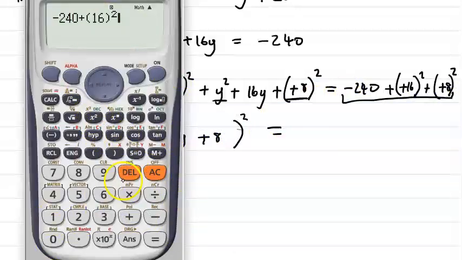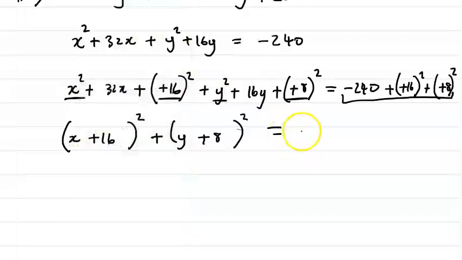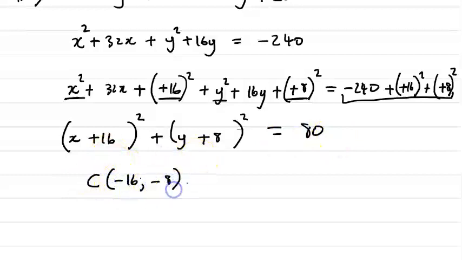It is going to be positive, we have minus 240 plus, in brackets, 16 squared plus 8 squared, which equals 80. So therefore now we've got 80. So the center of the circle, let's call it C, will be minus 16 and minus 8. Remember to change the signs. And r squared is equal to 80. Therefore r is equal to the square root of 80.